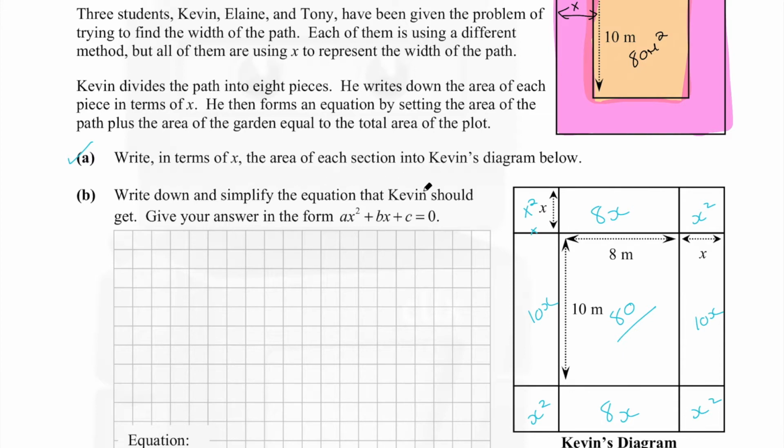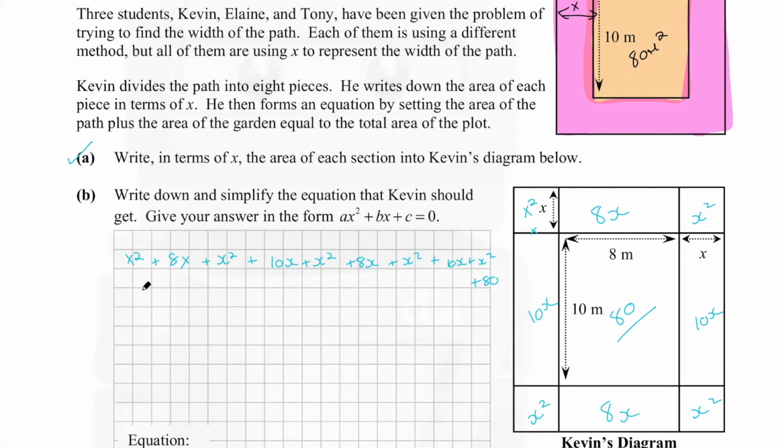Now write down and simplify the equation that Kevin should get. Give your answer in this form. Now that form you should recognise as a quadratic straight away. So remember, the area is going to be the total area, so we're going to have x squared plus 8x. So as I read across here, so plus another x squared, plus I'm going to go down now, 10x. I'm going to go down to the corner, x squared, read across, I get 8x plus x squared plus 10x plus x squared again, and then I'm going to say plus 80 because we are talking about the full area of the path here.